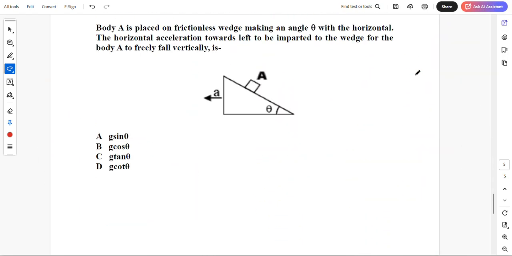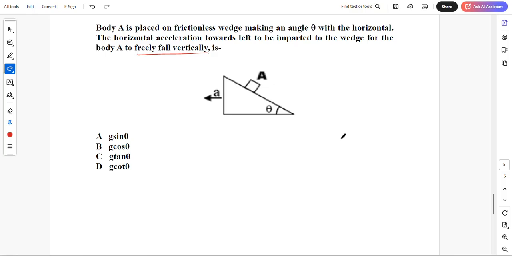Now let us go to the next problem. Hope you are understanding. Now this is the last problem of this type. Body A is placed on a frictionless wedge making an angle theta with the horizontal. The horizontal acceleration towards the left is to be imparted to the wedge for the body A to freely fall. It is moving to the left.